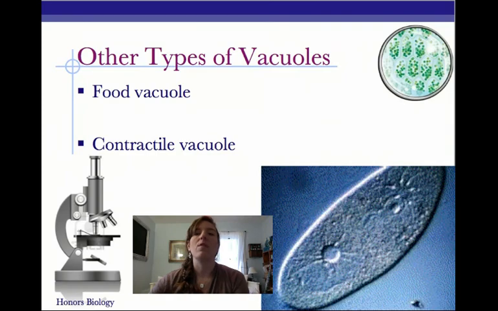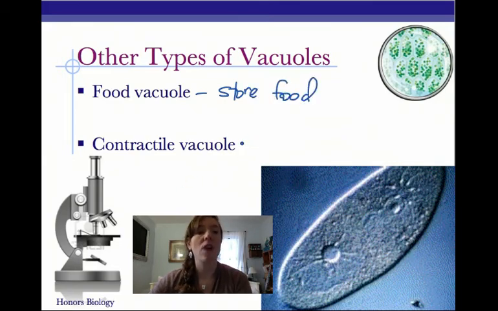There are other types of vacuoles found in other organisms too. For example, we have food vacuoles in our cells, which we talked about earlier, and in some protists there are contractile vacuoles. And these act like a sump pump, and they help to pump out extra water in these creatures so that they don't explode.